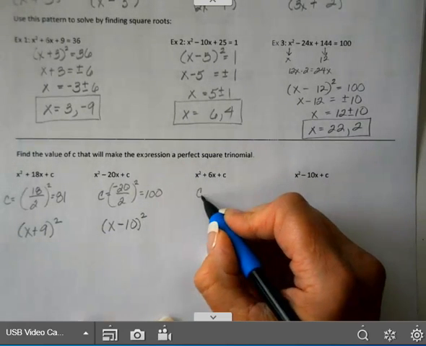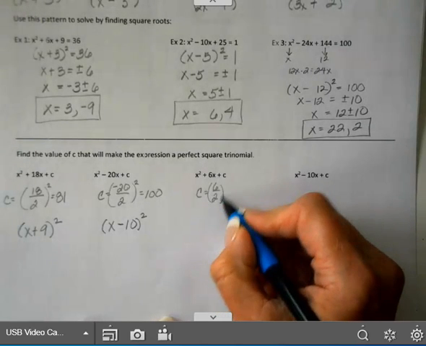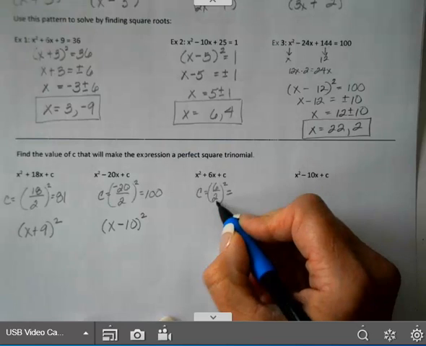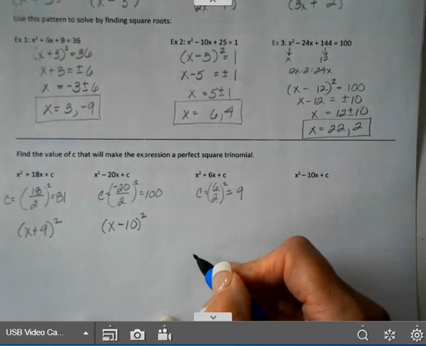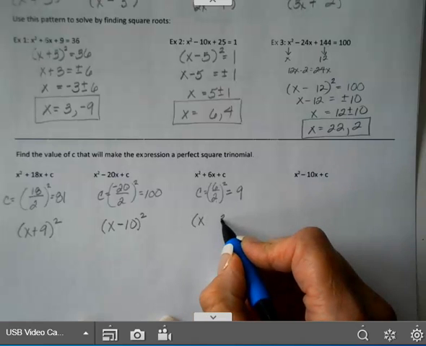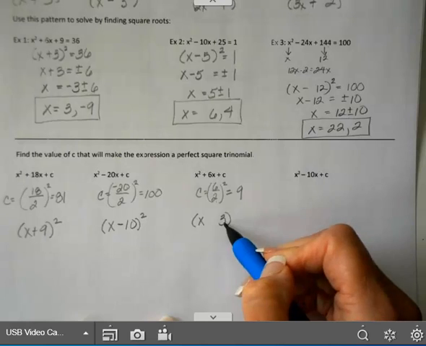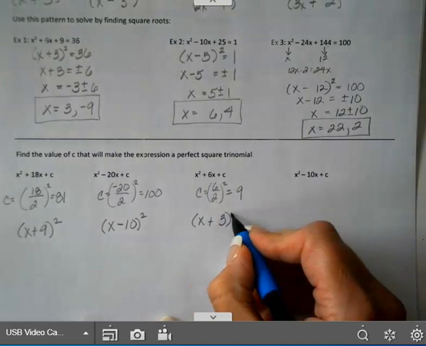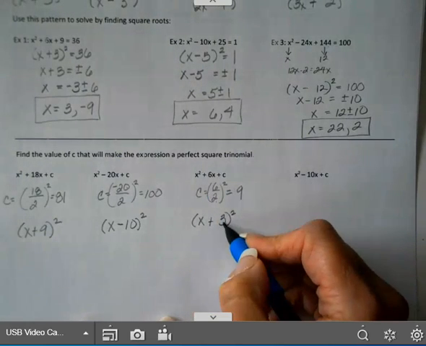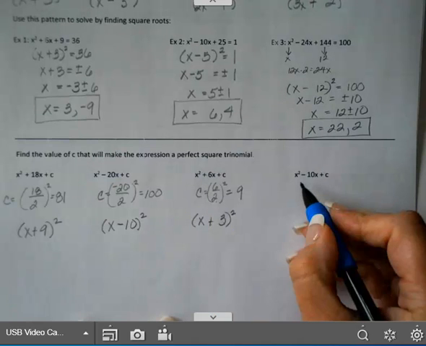On this one, to find C, you take half of the coefficient and square it. So that will be 3 squared, which is 9. And so this will be x plus 3, squared. Half of that is 3, and that's a plus that goes in there. Or you can just take the square root of that to put that number in. You'll still have to look at that middle term to get your sign.